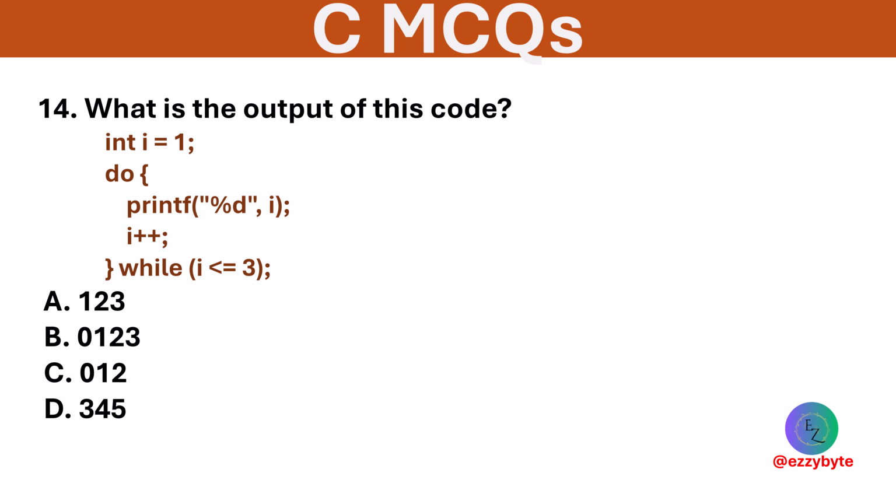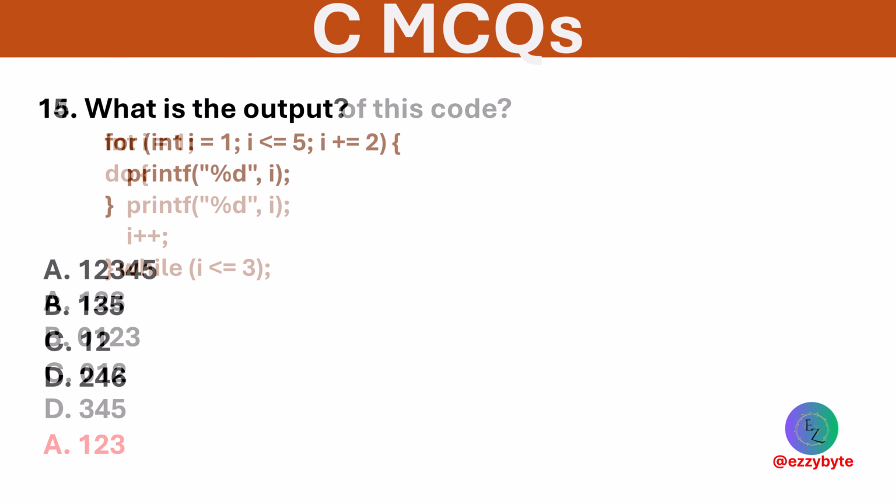What is the output of the following? Options are 1, 2, 3; 0, 1, 2, 3; 0, 1, 2; and 3, 4, 5. Option A is correct. It prints 1, 2, 3 as it starts at i equals 1.